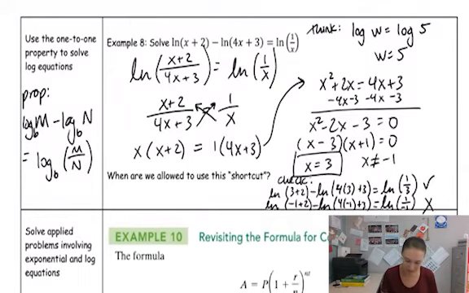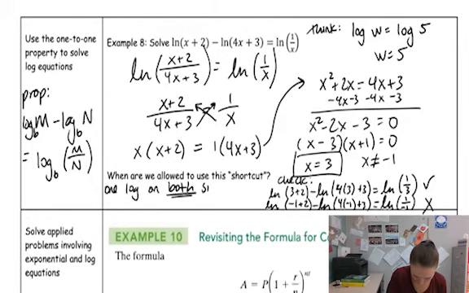And when are we allowed to use this shortcut where we just drop the logs? This is if we have one log on both sides of an equation, and they do have to have the same base.